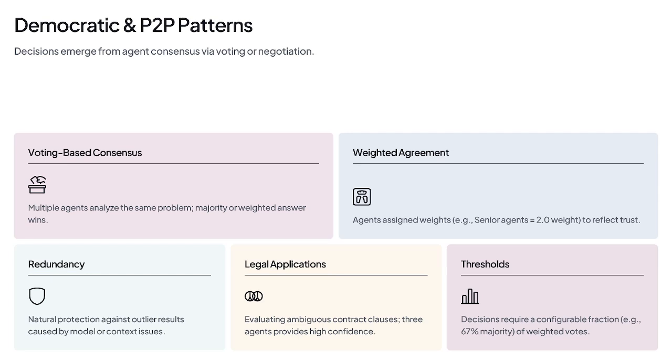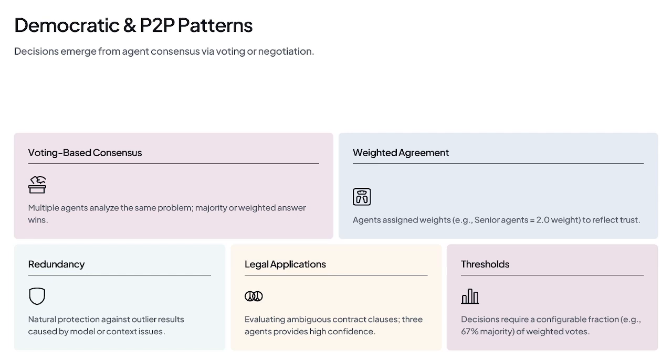Then we have redundancy, natural protection against outlier results caused by model or context issues. So there is redundancy here, with replication across agents. A task can be redundant here because if no agent wins, then the task will not be assigned to any other agent, because nobody wins the vote.